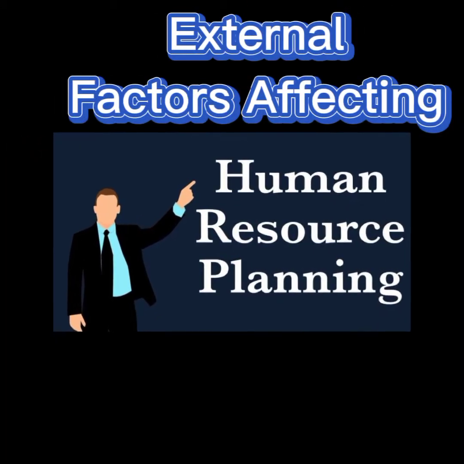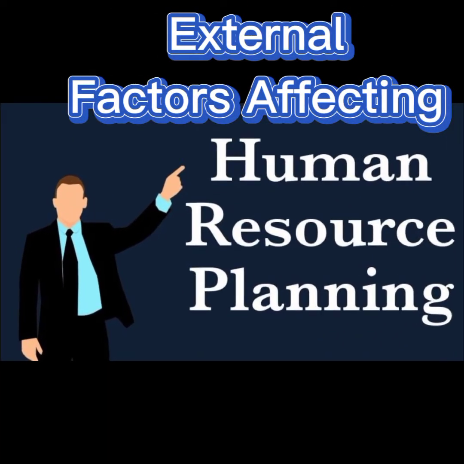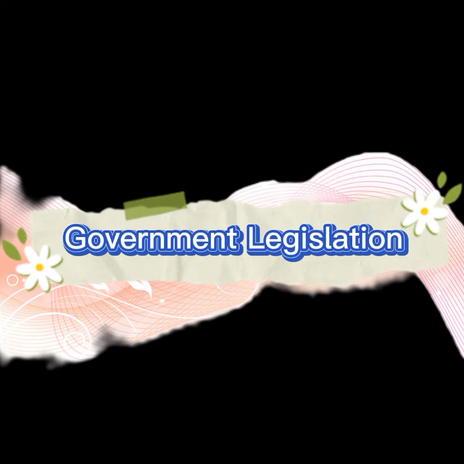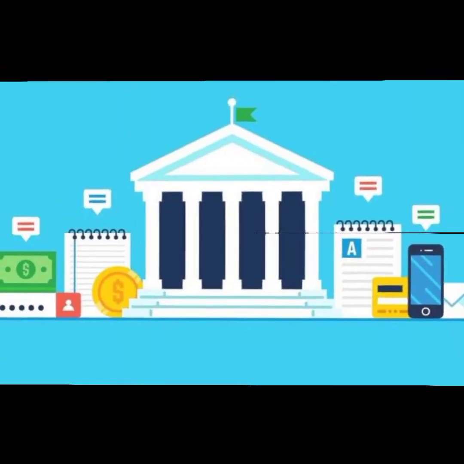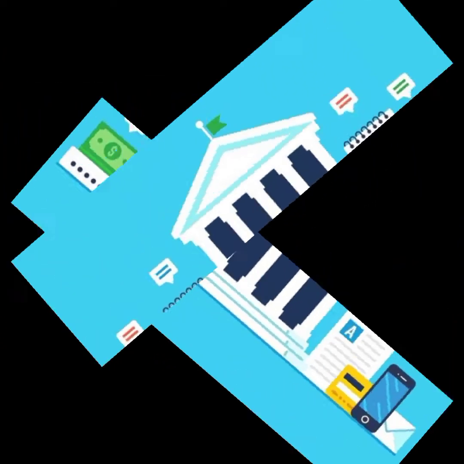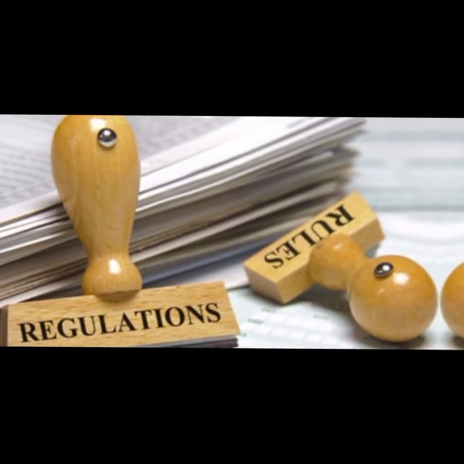Now let's move on to the external factors affecting human resources planning. Government legislation. The government legislation is the preparing and enacting of laws by local, state, or national legislatures. In other contexts, it is sometimes used to apply to municipal ordinances and to the rules and regulations of administrative agencies passed in the exercise of delegated legislative functions.